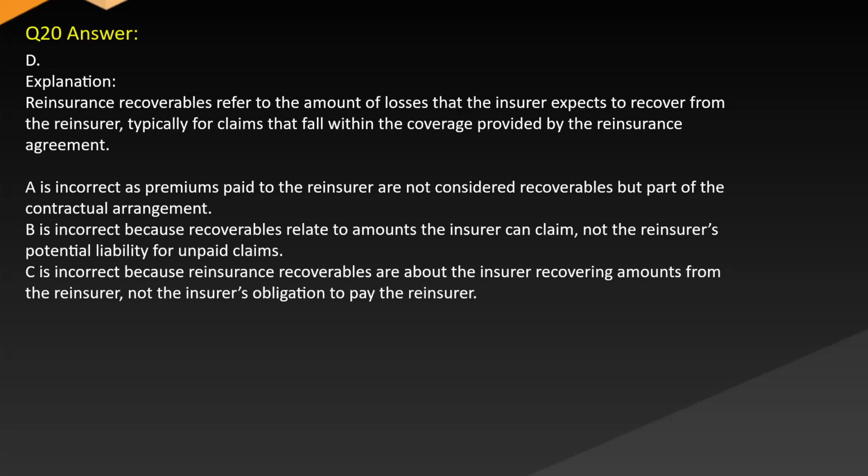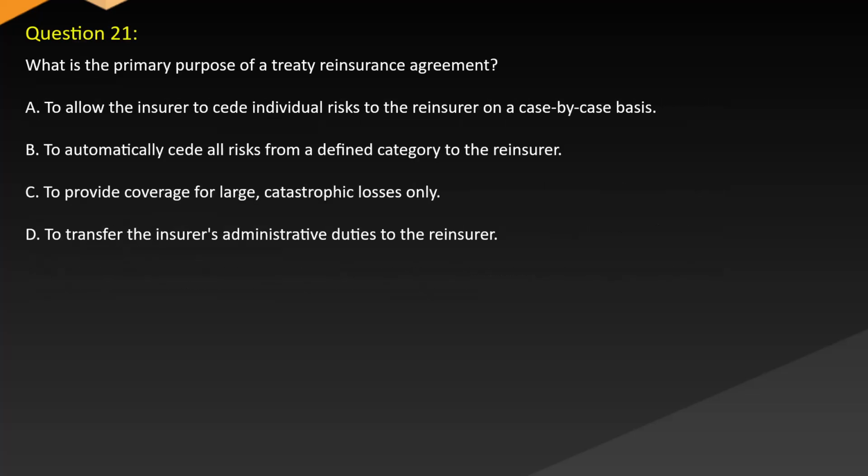Correct answer. D. Explanation. Reinsurance recoverables refer to the amount of losses that the insurer expects to recover from the reinsurer, typically for claims that fall within the coverage provided by the reinsurance agreement. A is incorrect as premiums paid to the reinsurer are not considered recoverables, but part of the contractual arrangement. B is incorrect because recoverables relate to amounts the insurer can claim, not the reinsurer's potential liability for unpaid claims. C is incorrect because reinsurance recoverables are about the insurer recovering amounts from the reinsurer, not the insurer's obligation to pay the reinsurer.